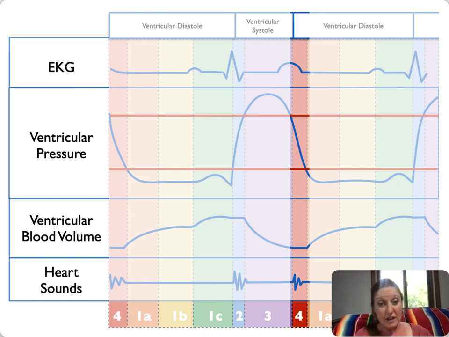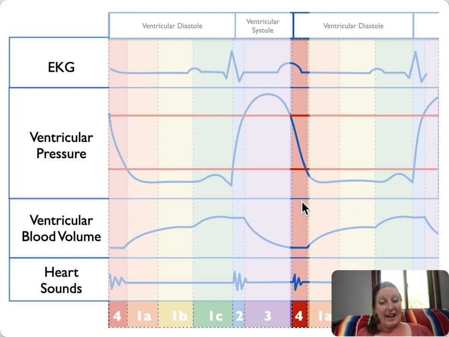Let me go back to the ventricle. But the semilunar valve closes. And sure enough, if we go down here, we can see the second heart sound, indicating that the semilunar valve is closed. Now, the pressure in the ventricles continues to drop, but it's still not low enough to allow the AV valves to open. And so, even though the pressure is dropping, all the valves are closed and the volume of blood is not changing.